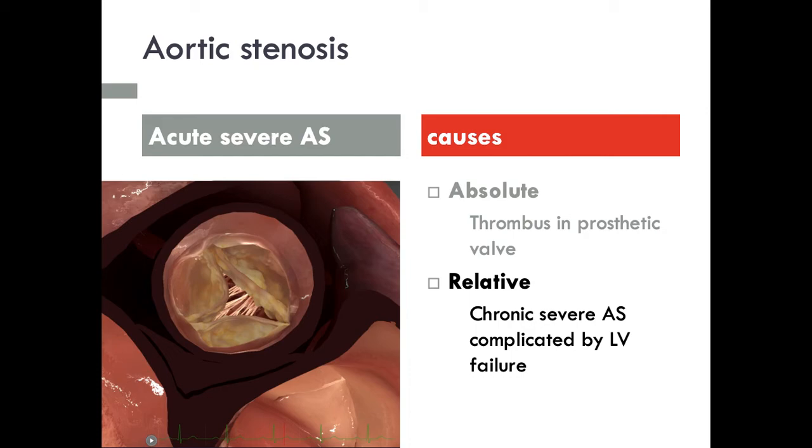But we do also in critical care see patients who have chronic severe aortic stenosis who have decompensated, and they present with left ventricular failure. The most common aortic stenotic etiology in our practice will be senile calcific aortic stenosis, which is shown here. So we see calcification in the bodies of the valve leaflets, and that limits the valve motility.